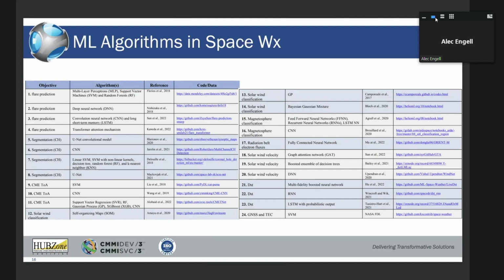Here are some of the ML algorithms. Perhaps some of you in the room are authors of these algorithms here, but you've got flare prediction, segmentation, CME time of arrival, solar wind classification, magnetosphere classification, solar wind velocity, Dst. All of these things are out there. All of these deserve, I think, to be in a runtime ecosystem for machine learning. All of them have code, as you can see by the hyperlinks there, and some of them have data, which is also ideal.